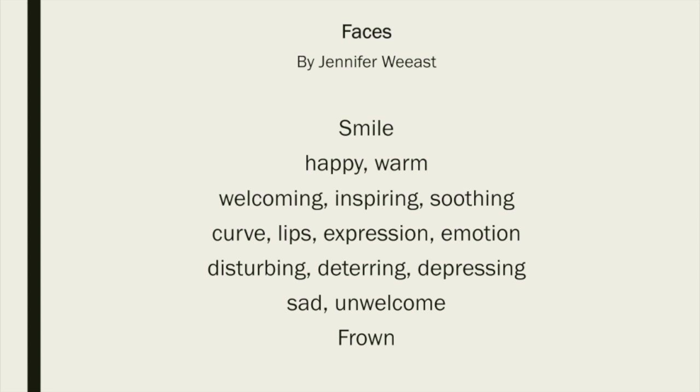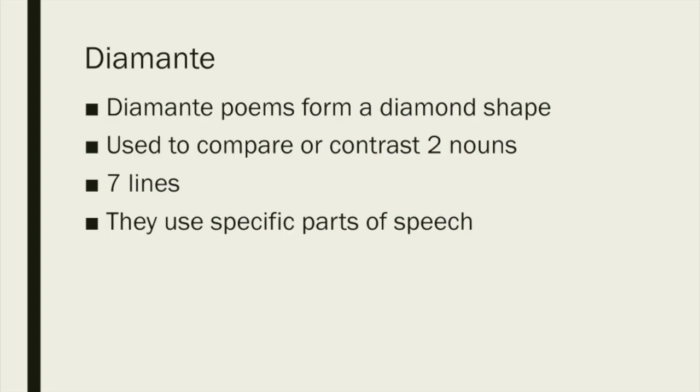This is a Diamante poem. Diamante poems usually form a diamond shape. They are used to compare or contrast two nouns. They are made up of 7 lines, and they use specific parts of speech. They follow a pattern based on parts of speech.